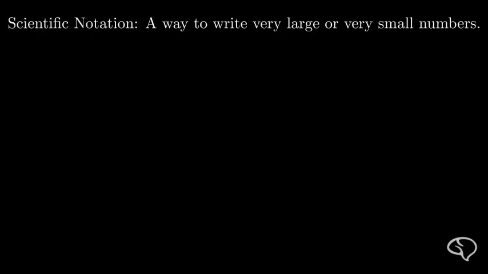Scientific notation is a way to write very large or very small numbers in a compact form. It's widely used in science and engineering. A number in scientific notation is written as a product of two parts. The first part is a number between 1 and 10. The second part is a power of 10. Let's look at a very large number.